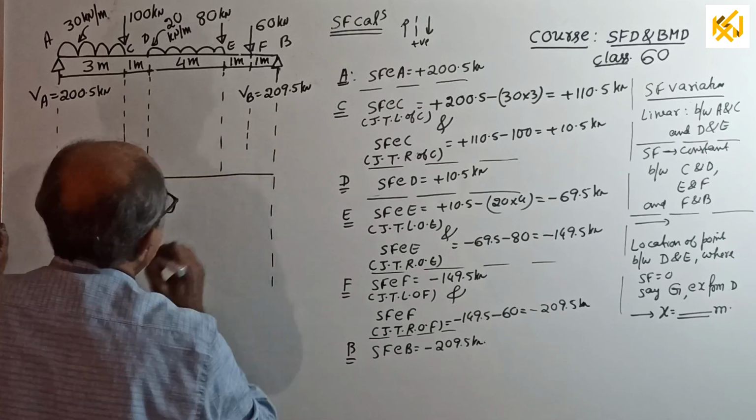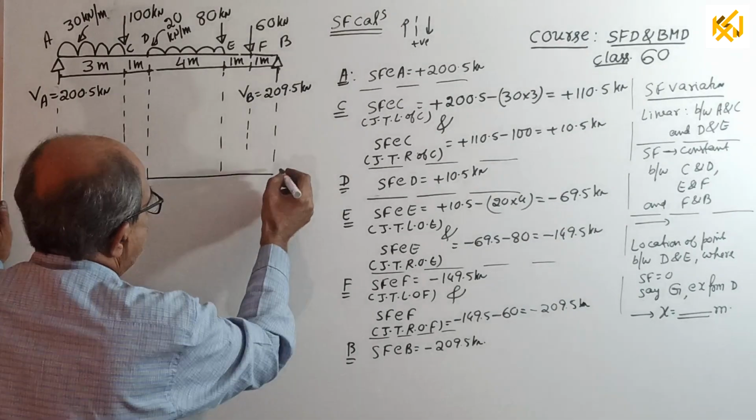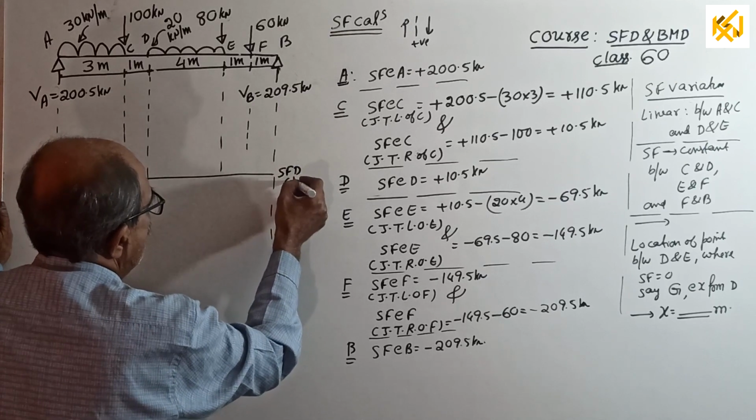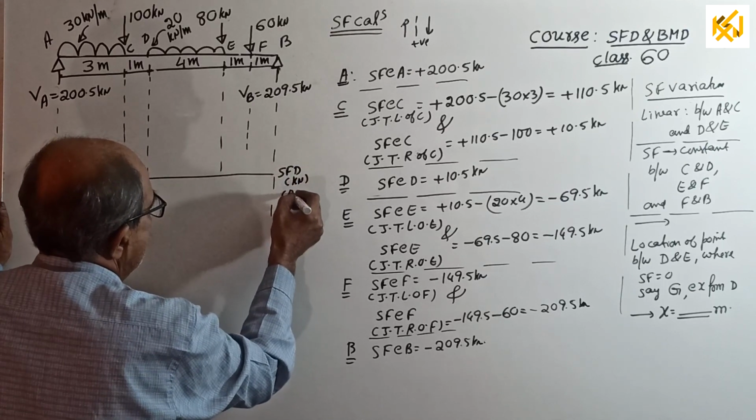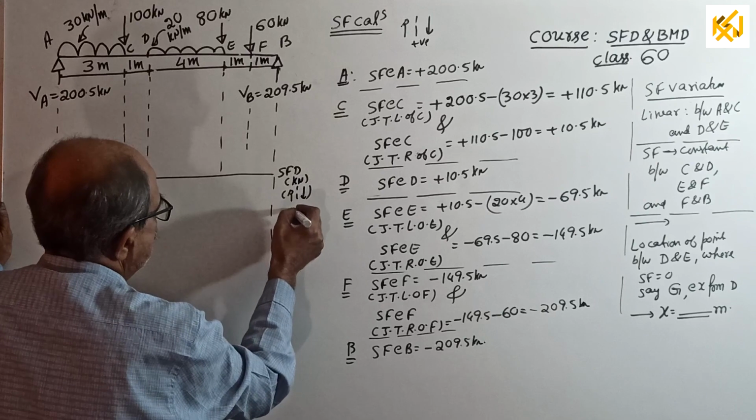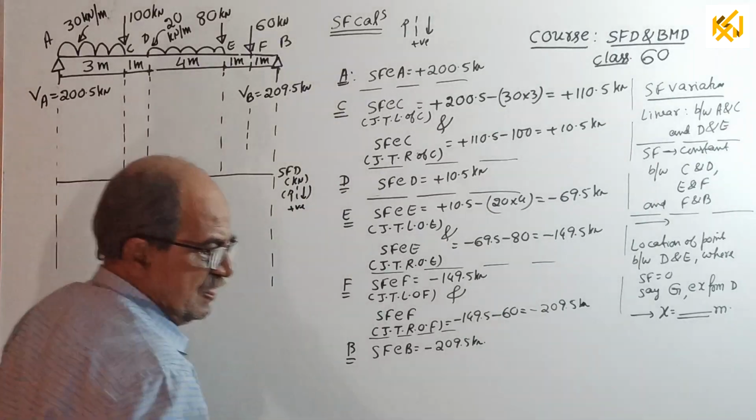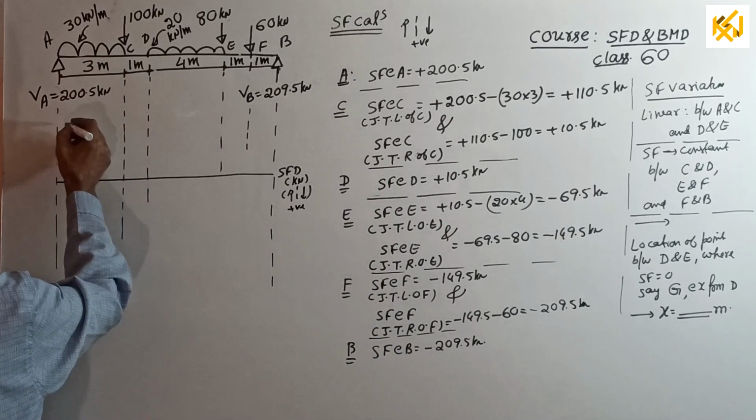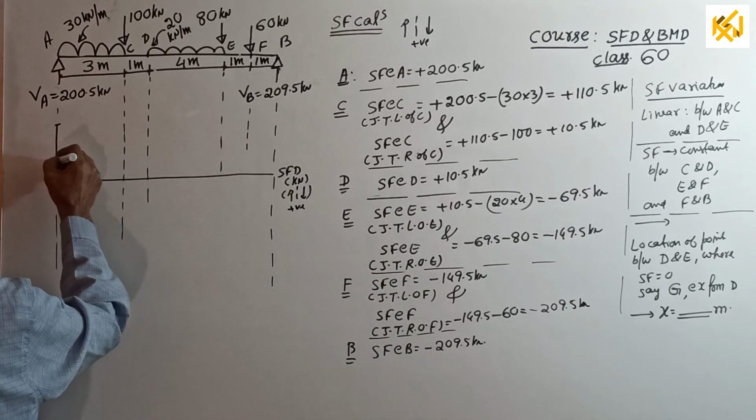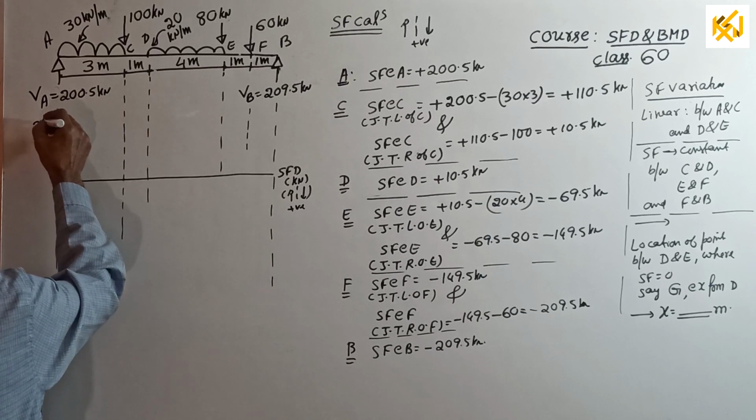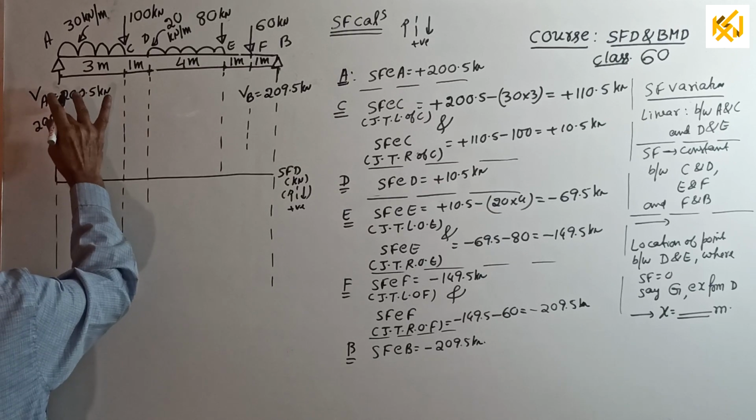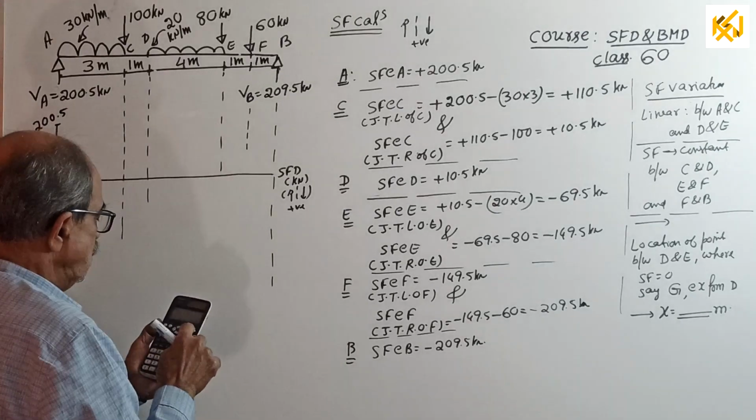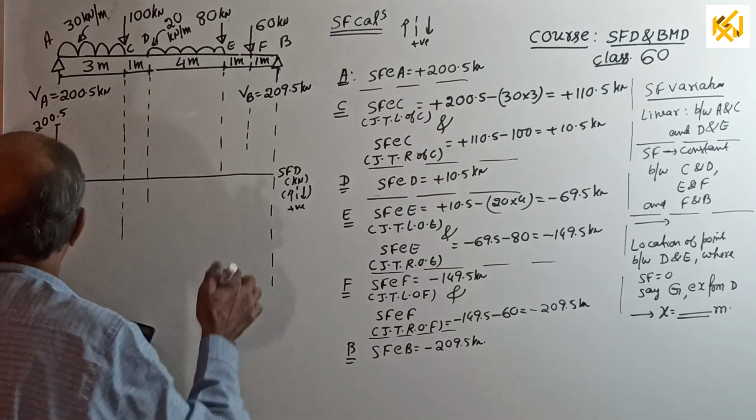This time we will do one thing. For a change, first we will draw shear force diagram. All values are in kilonewton, left up, right down, positive. For a change today, we will start first, we will not do calculation. Go up by 200.5. Then, see, calculator should show 200.5 now.